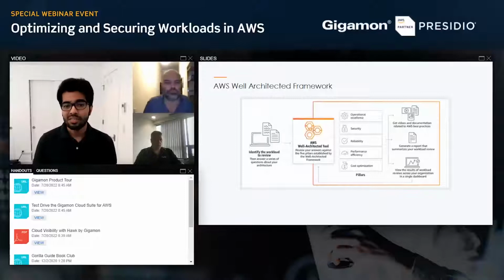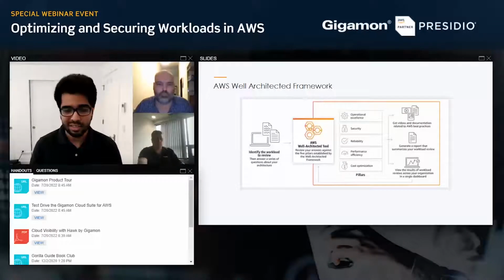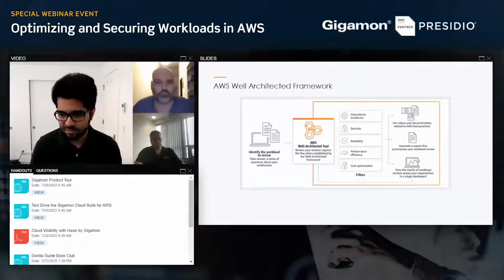We have seen our customers adopting the Well-Architected Framework and making it an integral checkpoint for any new workload they move into the cloud. So these are, at a high level, some of the security considerations I wanted to mention, and I'm sure we'll talk more as our discussion progresses.